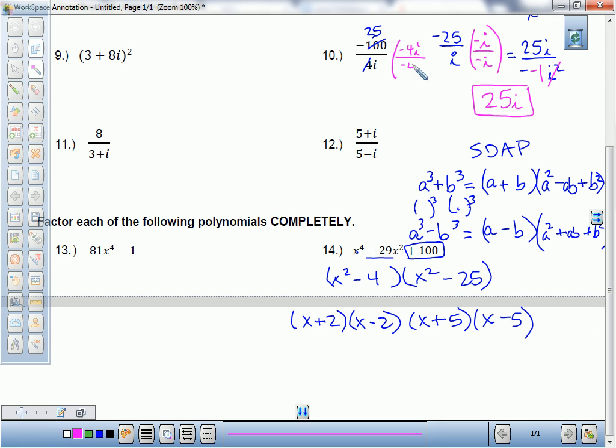Okay, so you always look at what's left and you ask yourself, will it factor any more? Does this factor more? Yes, this is still a difference of squares, so it factors to x plus 2 and x minus 2. What about this one? X plus 5, x minus 5.